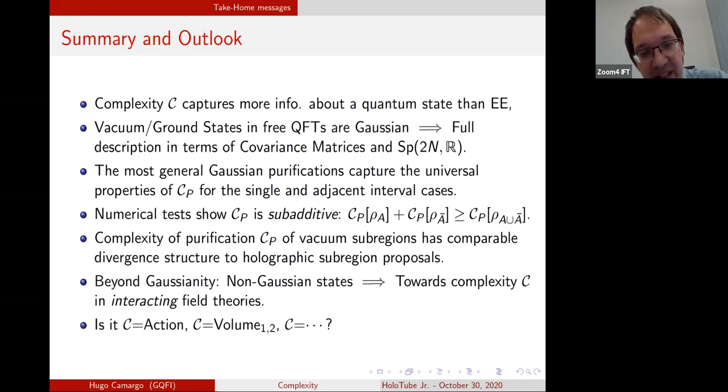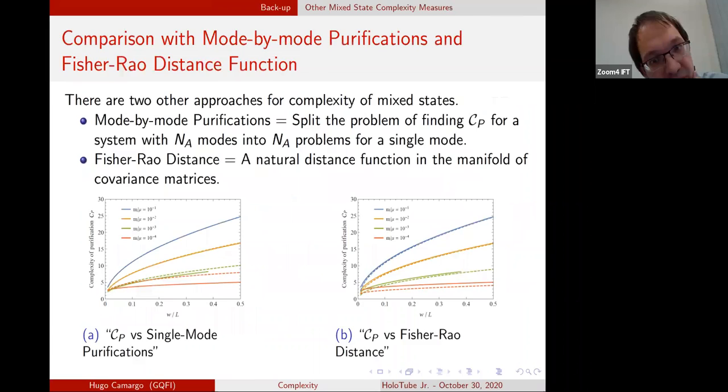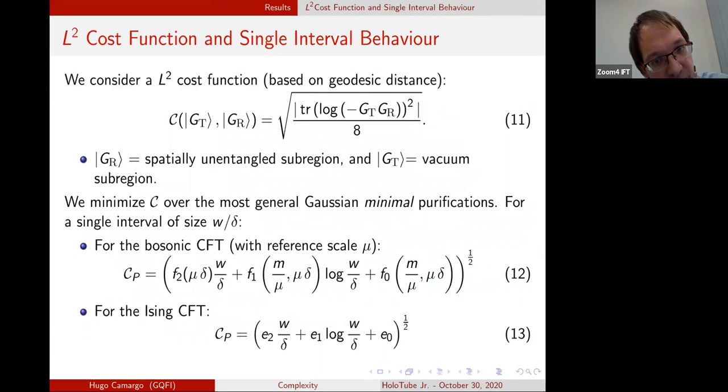So let me start. I've got a maybe silly question. If you look at your complexity of purification for a single interval, and the result you quoted for your bosonic theory, so you say this F2 only depends on mu times delta, but not on m divided by mu. That seems to be the case.